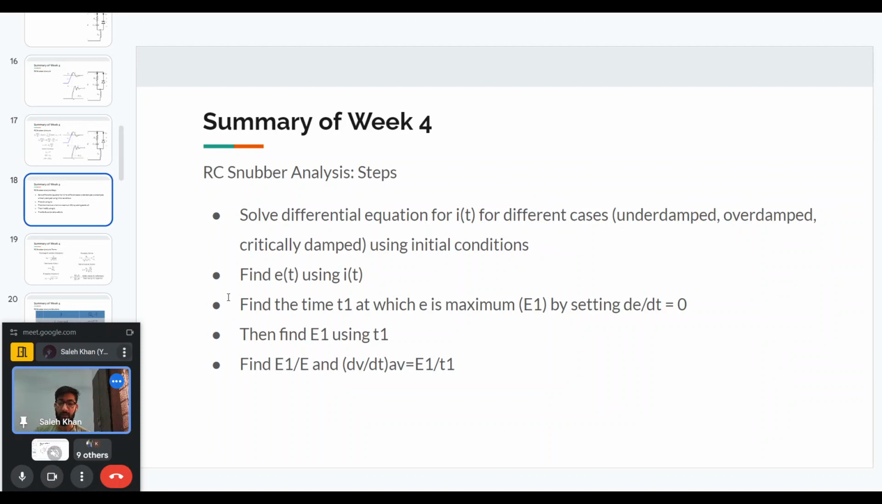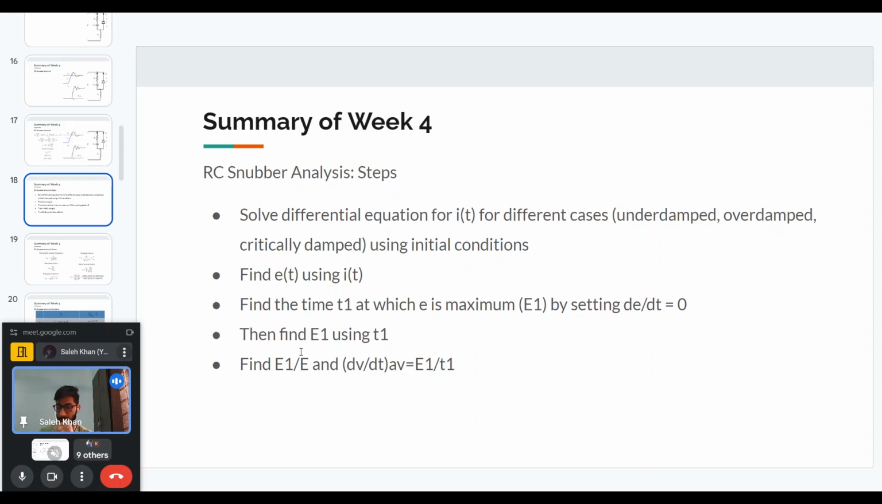Then we can find the time t1 at which E is maximum by setting dE/dt equal to 0. When we set dE/dt equal to 0, we solve that expression to get the value of t1, which is the time at which E is maximum. And then once we have t1, we can substitute it in the equation for E to find E1.